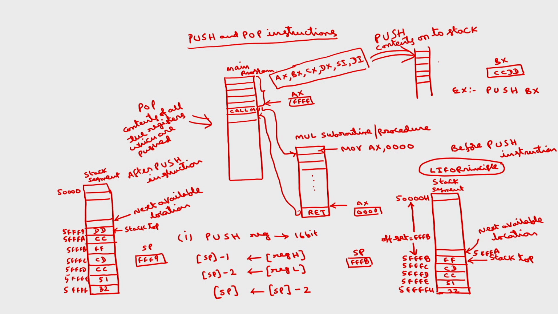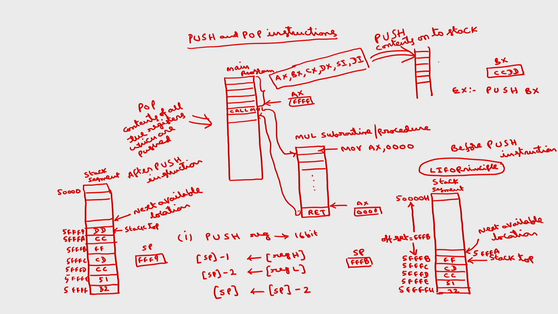So, if I write the pop instruction in a similar manner, pop register, again this register is 16 bit. Now, you can guess what operation takes place. This is before the pop instruction. After the pop instruction, what happens? The contents of DD have to be transferred to the lower order register. If I take the same example, pop B, if I write the example of the same, pop BX.